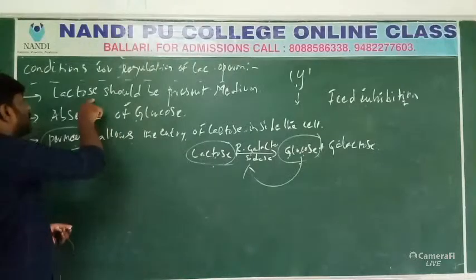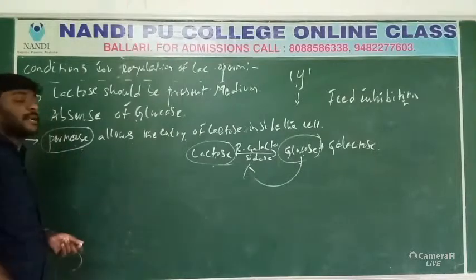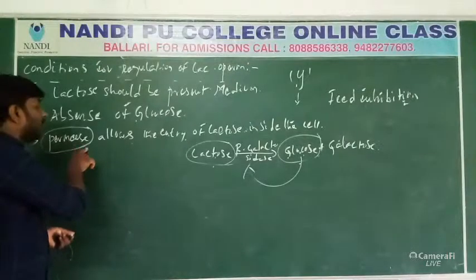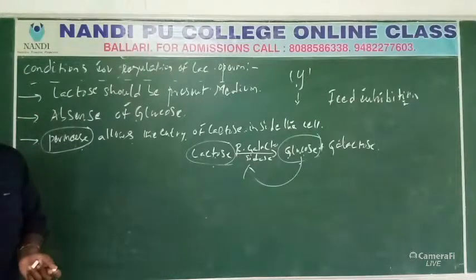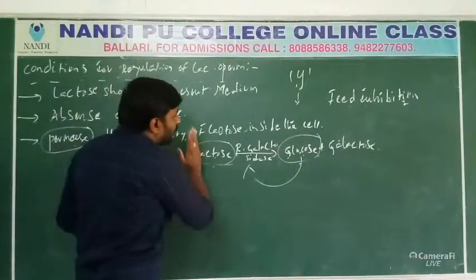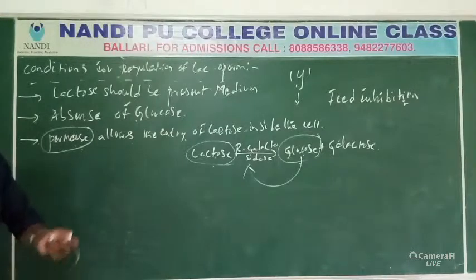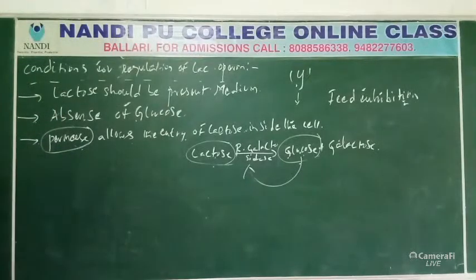Even in the absence of lactose, there will be synthesis of some amount of permease. Whatever permease is present, at very low concentration, will allow lactose into the cell. So now lactose is present inside the cell. If the inducer is present, obviously that inducer will bind to the repressor protein, and now the operator region is free and the promoter region is ready. So RNA polymerase will bind to the promoter region and start the synthesis of beta galactosidase, permease, and trans-acetylase enzyme.